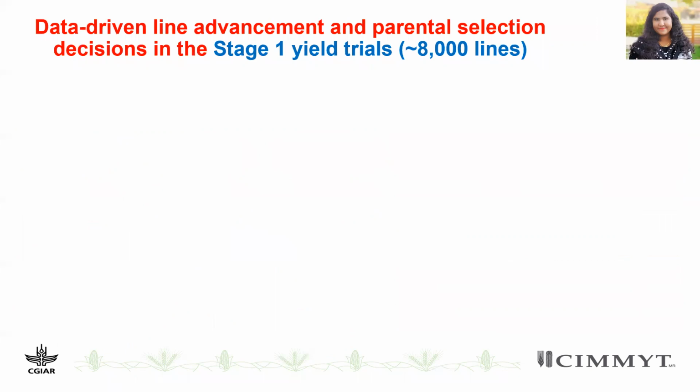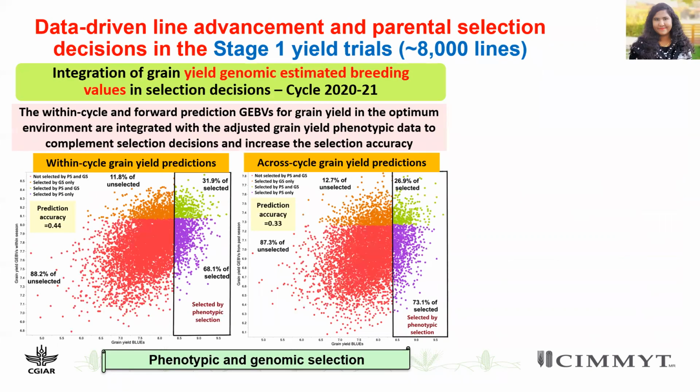And the next stage, the stage 1 yield trials, which is about 8,000 breeding lines selected from the small plots. So in this stage, genomic data is integrated with phenotypic selection. So we have the grain yield GEBVs, and this is also combined with the grain yield phenotypic data, and that helps us to increase the selection accuracies.